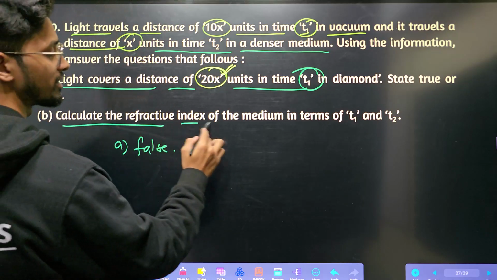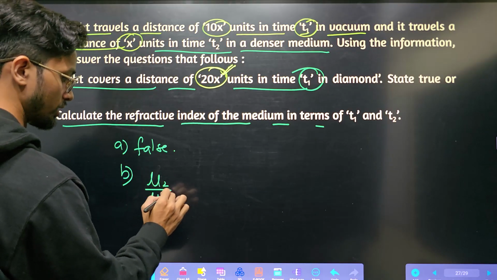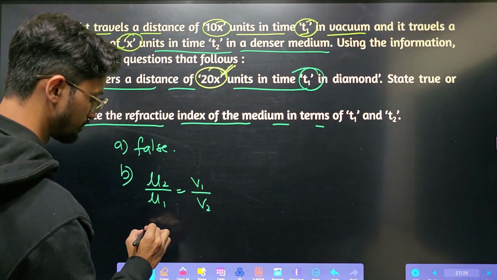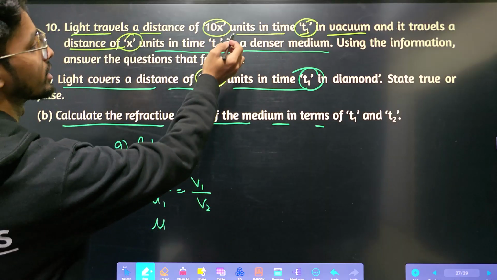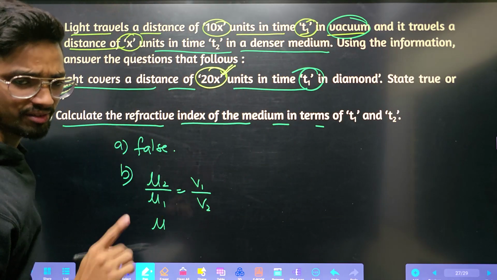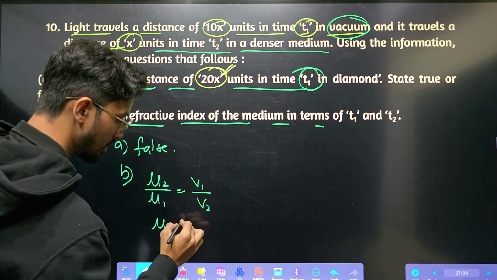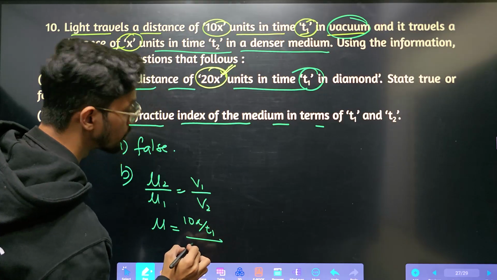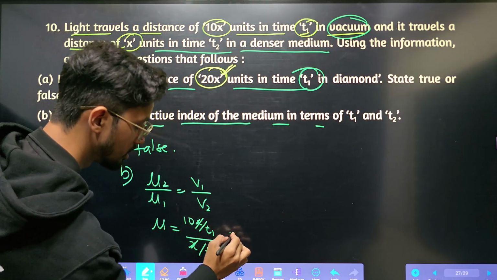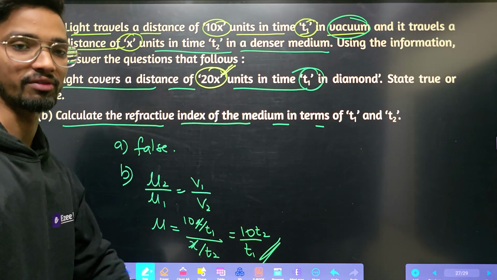Next, calculate the refractive index of the medium in terms of t1 and t2. Okay, so mu2 upon mu1 is equal to V1 upon V2. Now mu2 is the refractive index of the medium. Mu1 is vacuum, air, whose refractive index is 1, so we can let it go. Next, V1 is distance by time, 10x by t1, and V2 is x by t2. X gets cancelled, so it becomes 10 t2 by t1, the refractive index of the medium.